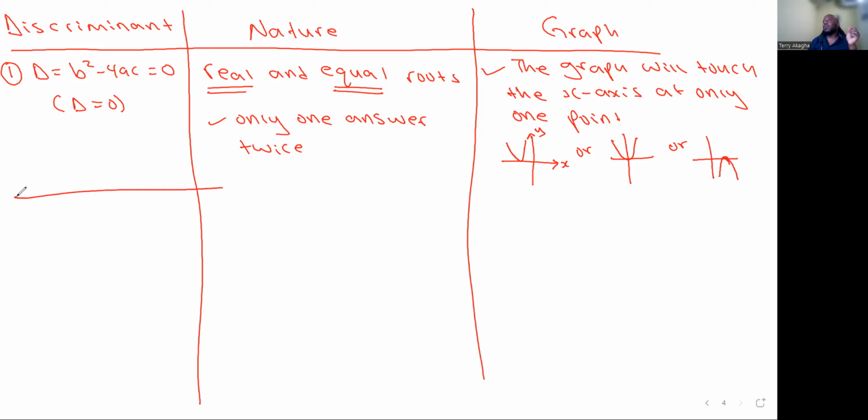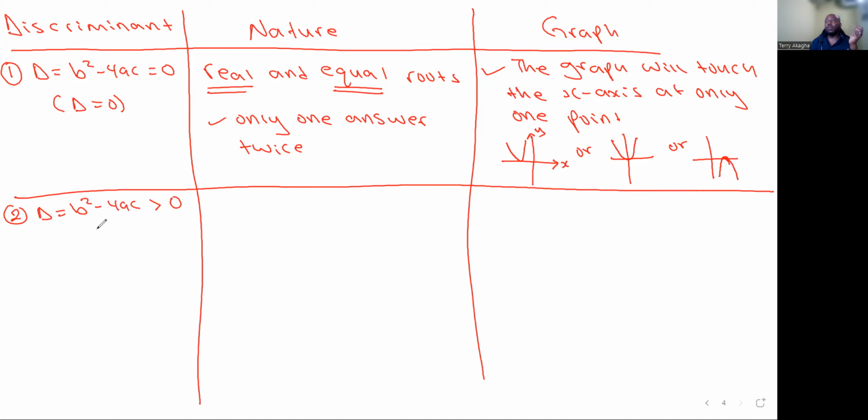Now, the second part that I want to talk about. What if the discriminant is greater than 0? That means the D, which is b squared minus 4ac, you solved it and your answer is greater than 0. So that means it's positive. Is that making sense? It's positive, it's greater than 0. What will happen is that when you solve it, your answer is going to be 2 real and distinct what? Roots.